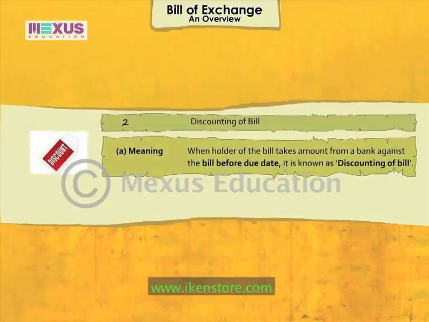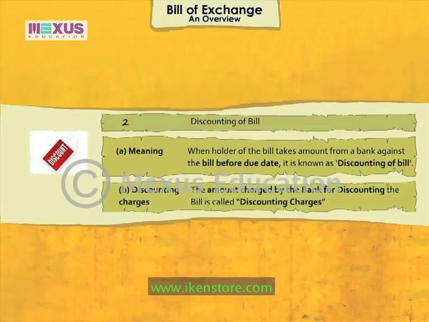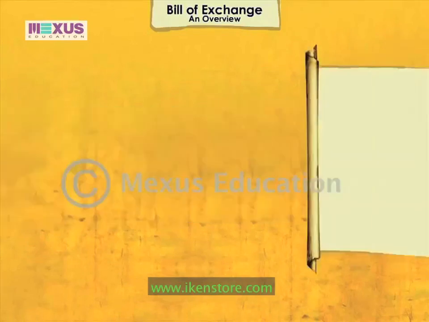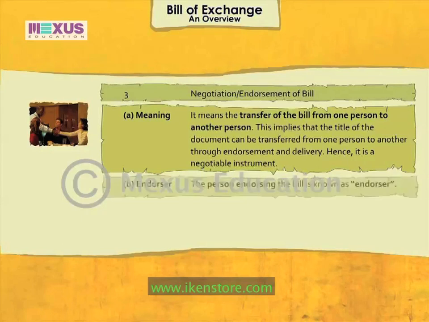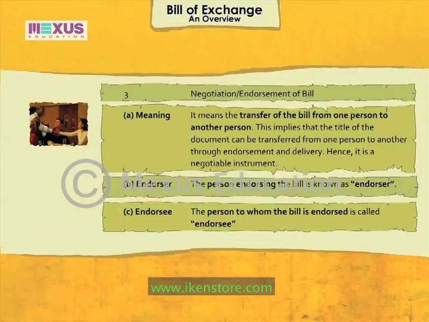2. Discounting of bill. Meaning, when the holder of the bill takes amount from a bank against the bill before due date, it is known as discounting of bill. Discounting charges. The amount charged by the bank for discounting the bill is called discounting charges. 3. Negotiation or endorsement of bill. Meaning, it means the transfer of the bill from one person to another person. This implies that the title of the document can be transferred from one person to another through endorsement and delivery. Hence, it is a negotiable instrument. Endorser. The person endorsing the bill is known as endorser. Endorsee. The person to whom the bill is endorsed is called endorsee.